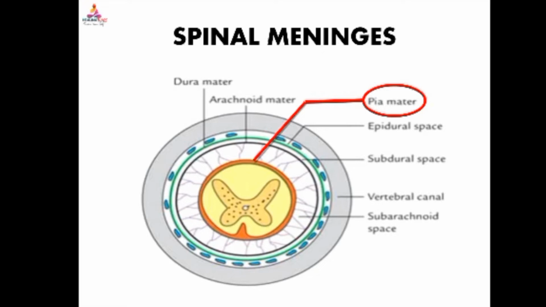Distal to termination of spinal cord, the subarachnoid space around the filum terminale becomes roomy, forming a pool of cerebrospinal fluid called lumbar cistern. The lumbar puncture is done at this site to withdraw the cerebrospinal fluid.